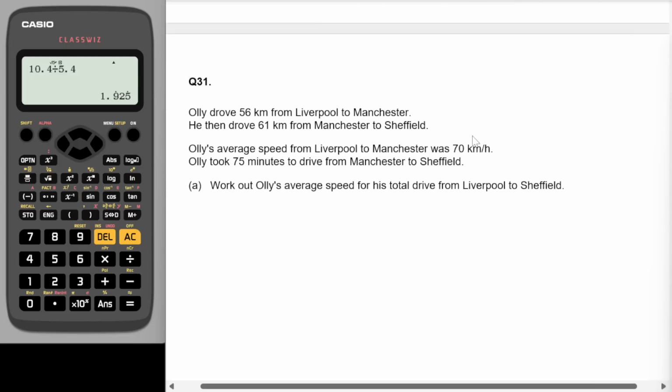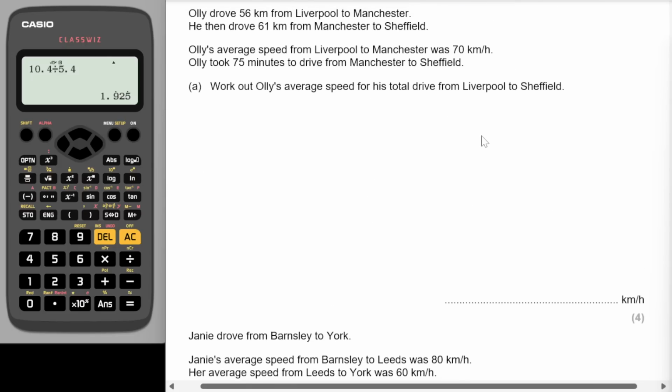Ollie drove 56 kilometres from Liverpool to Manchester. He then drove 61 from Manchester to Sheffield. Ollie's average speed from Liverpool to Manchester was 70 kilometres per hour. Ollie took 75 minutes to drive from Manchester to Sheffield. Work out Ollie's average speed for the total drive from Liverpool to Sheffield.